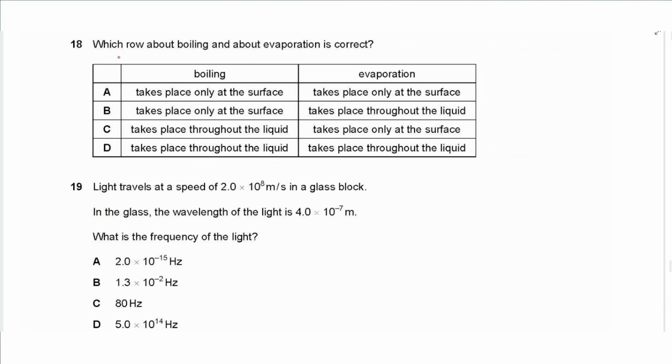Question 18 says which row about boiling and about evaporation is correct? So boiling takes place only at the surface, no and no. So it takes place throughout the liquid. Evaporation takes place only at the surface, yes, not through the liquid. So the common answer is C.